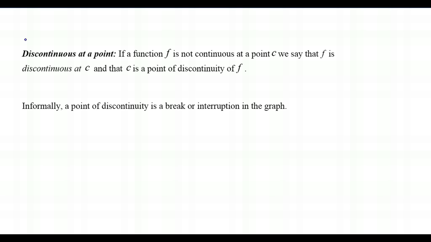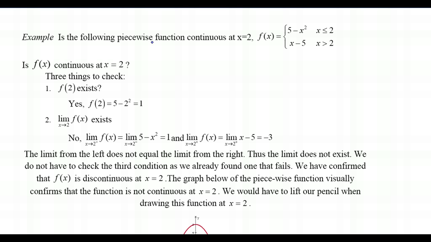So it's not always going to be the case that a function is continuous, and when it's not, then we say it is discontinuous at a particular point. So if a function f is not continuous at a point c, then we say that f is discontinuous at c, and that c is a point of discontinuity of the function f. So informally, a point of discontinuity is a break or an interruption in the graph at a particular x value. So in this next example, we're going to look at a piecewise function that actually happens to be discontinuous.